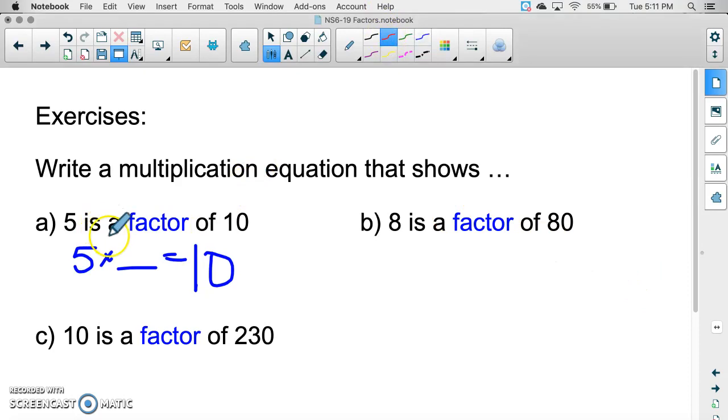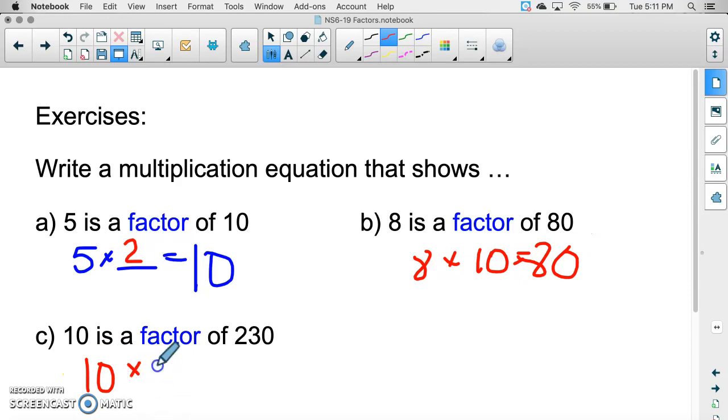Great job. Let's go over your answers. So for A, you should have gotten 5 times 2, which should give you 10. So 5 and 2 are factors of 10. We know that 8 times 10 will give us 80. That tells us that 8 and 10 are factors of 80. And we also know that 10 times 23 will give us 230. So that tells us the numbers 10 and 23 are both factors of 230.